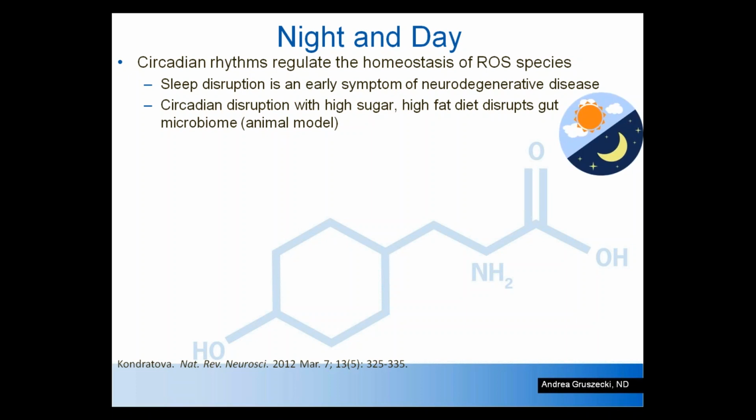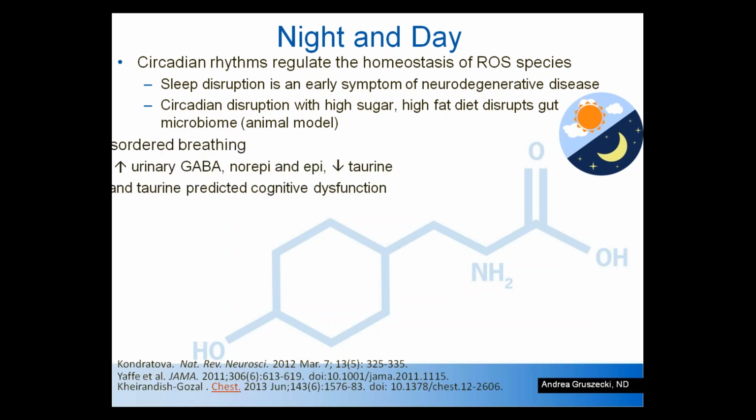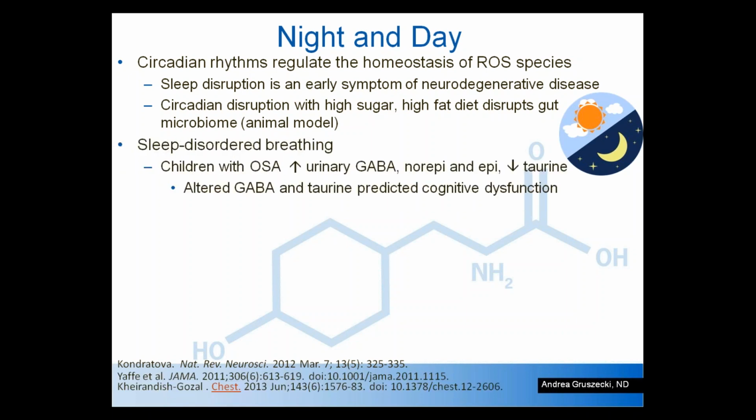Circadian rhythm disruption may be a biological stressor that interacts with Western dietary habits to promote increased intestinal permeability and the loss of normal microbiome diversity, and may also contribute to increased inflammation. Sleep apnea can also alter urinary neurotransmitters, and cognitive impairments have been linked to sleep apnea.